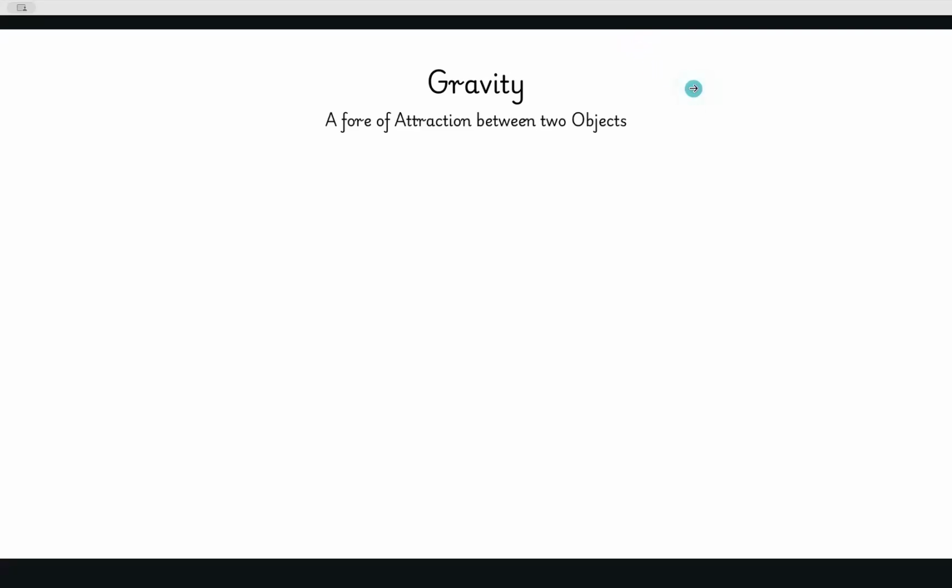Okay, so now we'll look at gravity. Just to start off with, gravity is the force of attraction between two objects, and it's dependent on the mass and also how far apart those objects are.